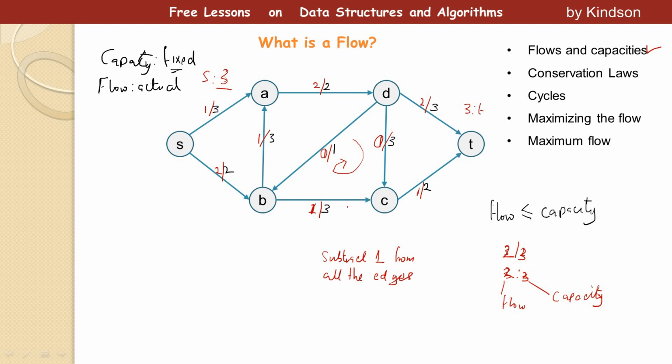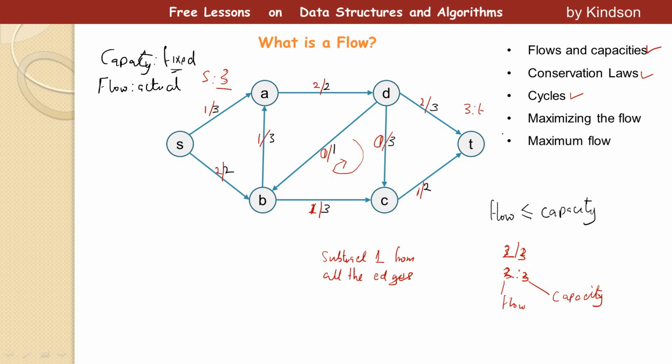At this point, let's see if the laws are obeyed. In C, we have 1 coming in, and 0 coming in, so 1 coming in, 1 going out, as you can see. All right? Also in D, we have 2 coming in, and how many going out? 2. So the law is also obeyed in this case. So that is one thing you know about cycles and the conservation law.